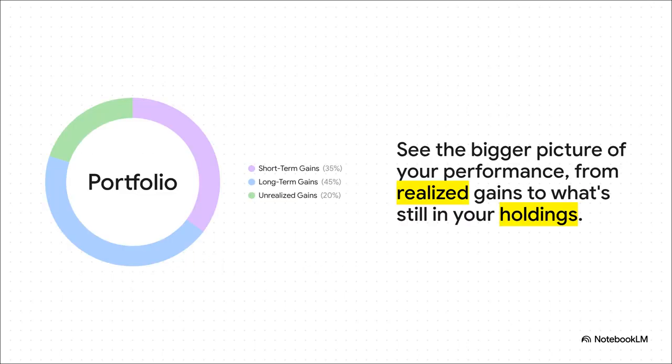And by pulling all this clean data together, we can start building high-level views, like this portfolio snapshot. This is where you get to see the big picture. You can see how much of your profit is coming from short-term trades versus long-term holds, and even see how much potential profit is still sitting in your current holdings.